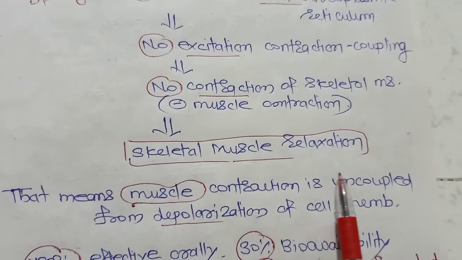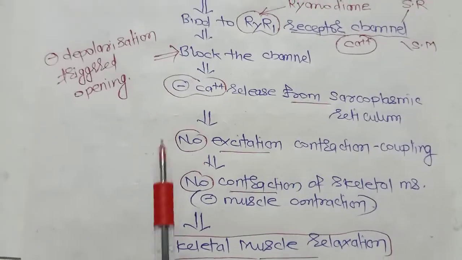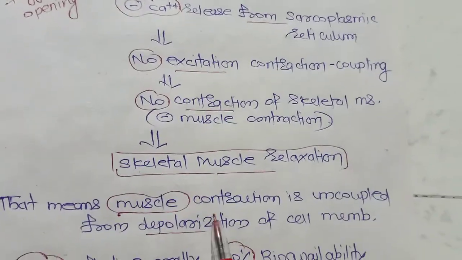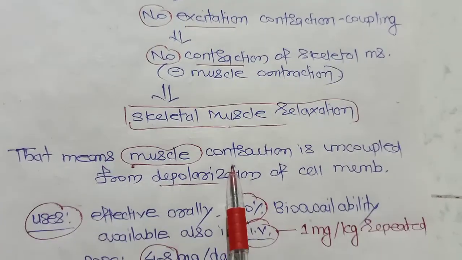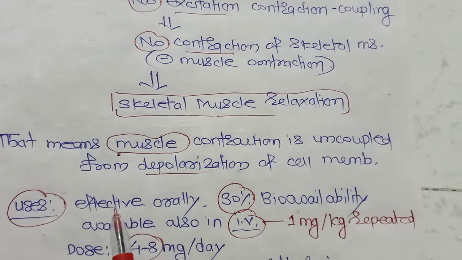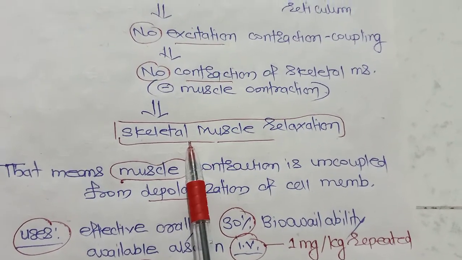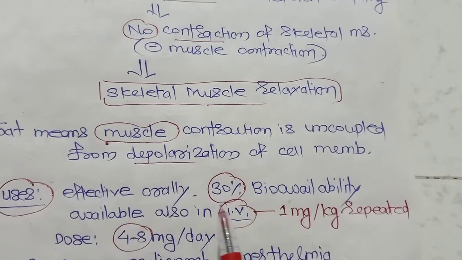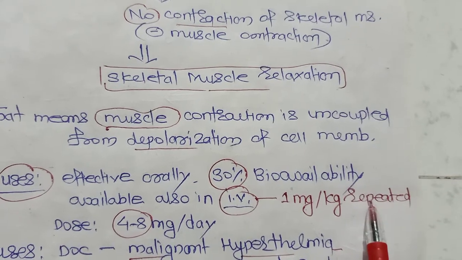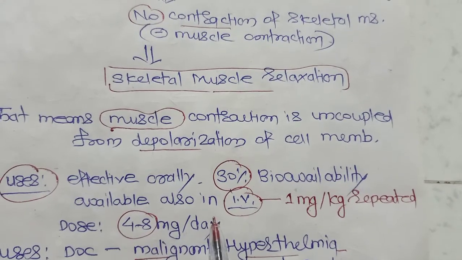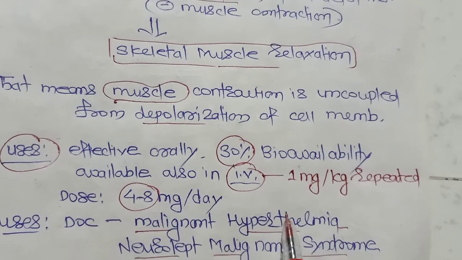That means muscle contraction is uncoupled from the depolarization of the cell membrane. Means the depolarization of the skeletal muscle membrane is uncoupled from the muscle contraction. Dantrolene is effective orally, but malignant hyperthermia is a life-threatening condition, so you have to use it intravenously. It is also available intravenously, 1 mg per kg, repeated if required. The oral dose is 4 to 8 mg per day. So where is it used? It is used in malignant hyperthermia.